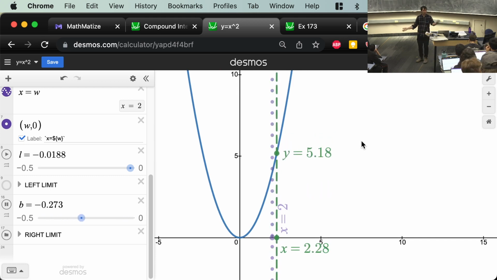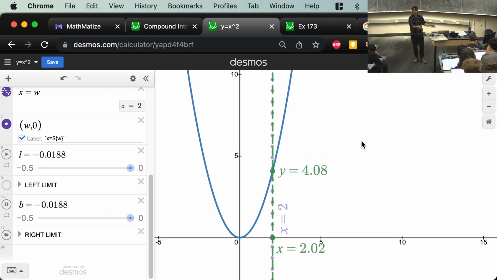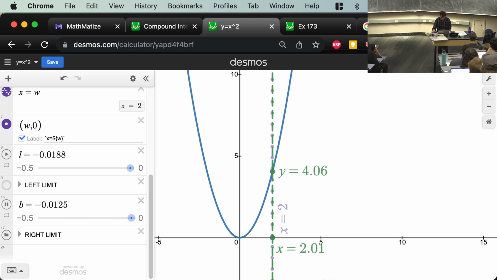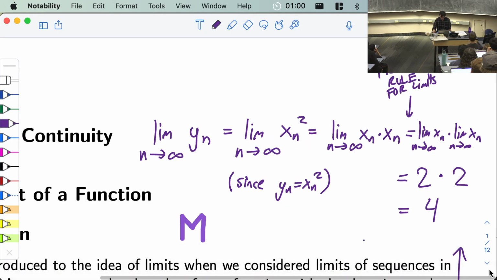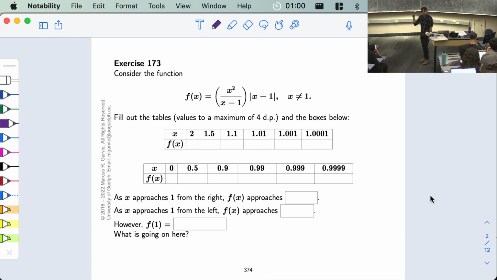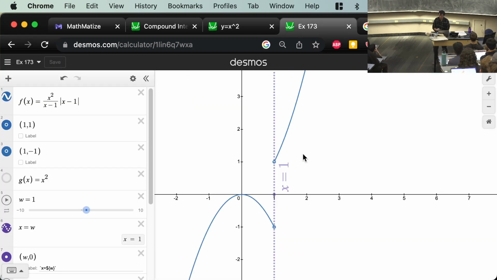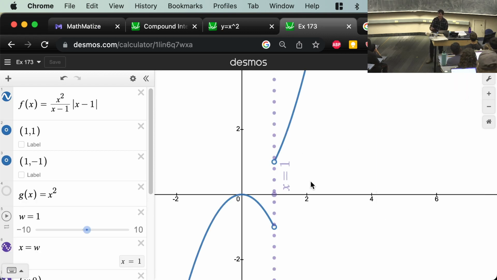You have the x's and the y's, and you can figure out what the y's do in terms of the x's. In your notes, the very first example on the next page is this function, x squared divided by x minus 1 times the absolute value of x minus 1. This function looks like this. It's a function that has a big nasty jump, and it has holes on either side.